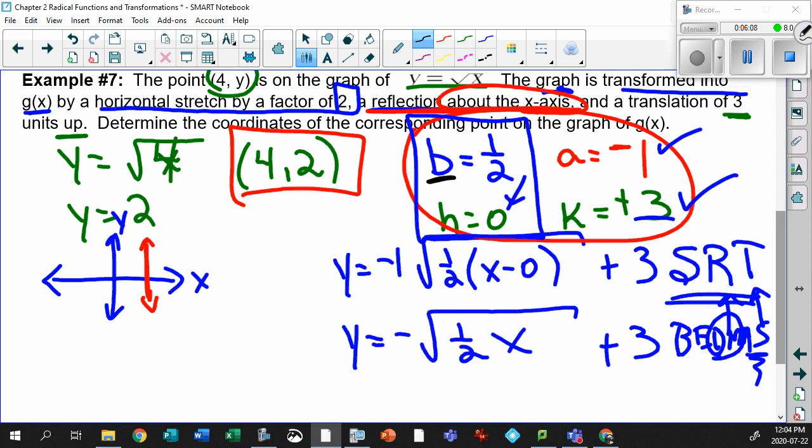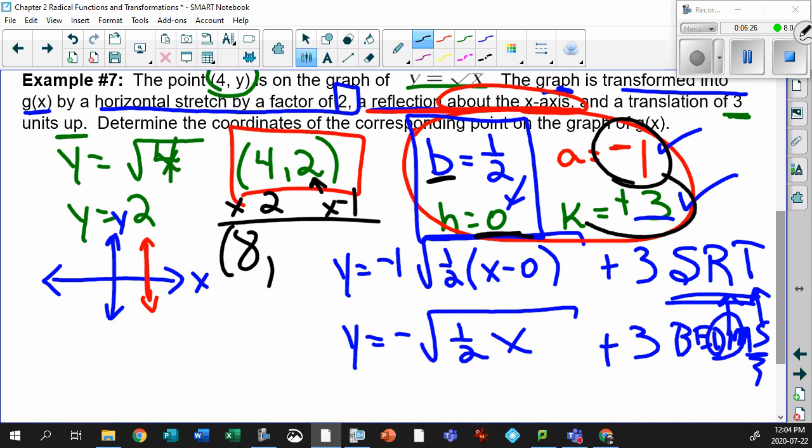So you're going to take this guy, you're going to stretch it by 2. You're not going to move it anything. So guess what? Your new point is going to be 8, comma. There you go. That's it. Your new point starts with a value of 8. Then you're going to multiply this y value by -1, and then you're going to add 3 to this. So 2 times -1 is -2, plus 3. There's your new point right there.